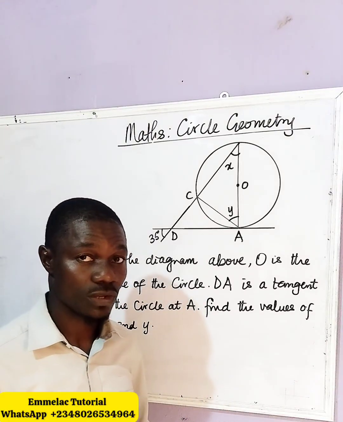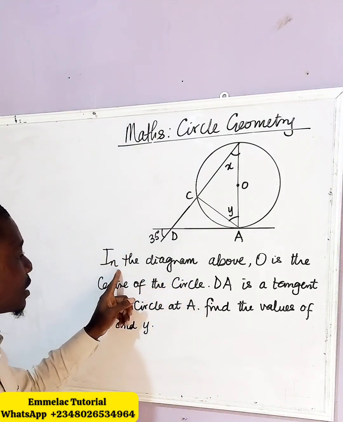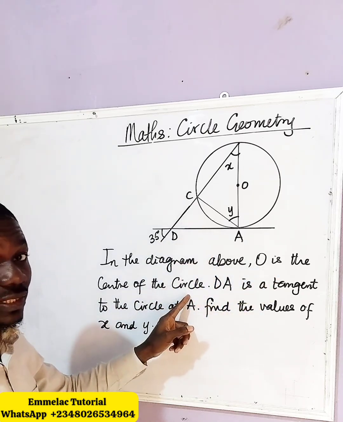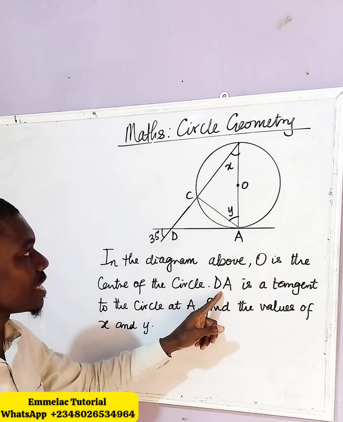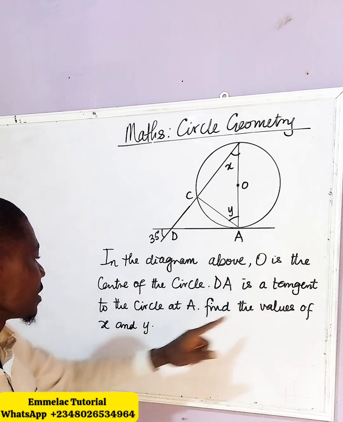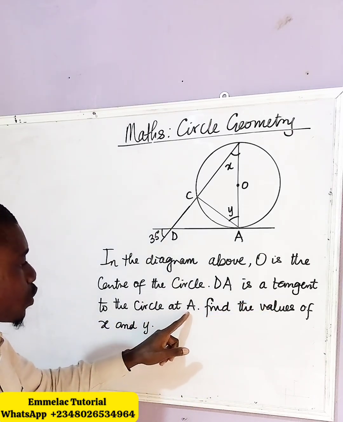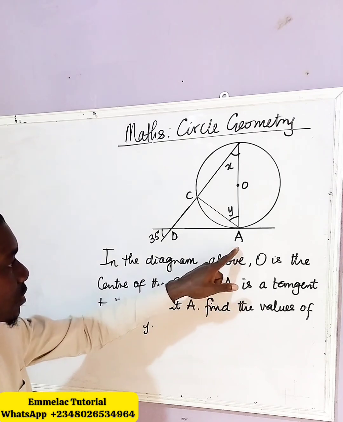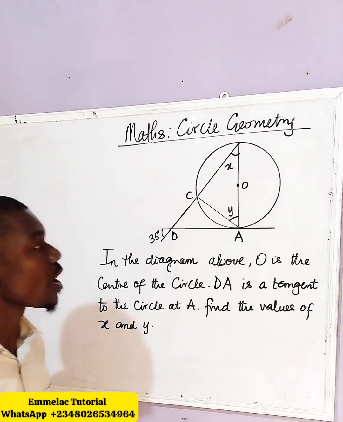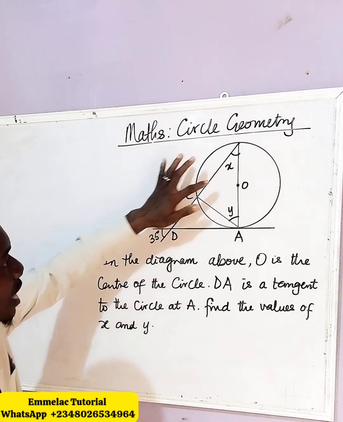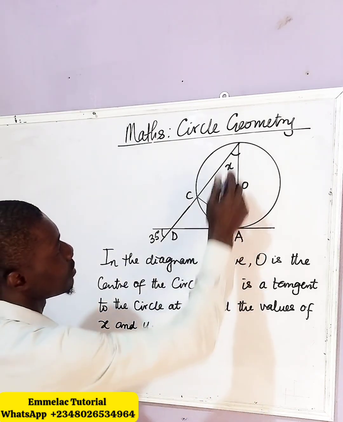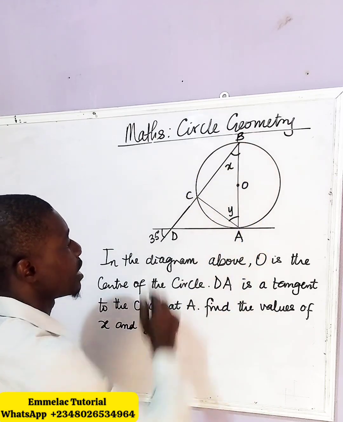Now before us is this circle geometry question, and it reads that in the diagram above, which is this, O is the center of the circle. DA is a tangent to the circle at A. Now find the values of x and y. So here we have x and y. Oh, sorry. These are A, B, and C.